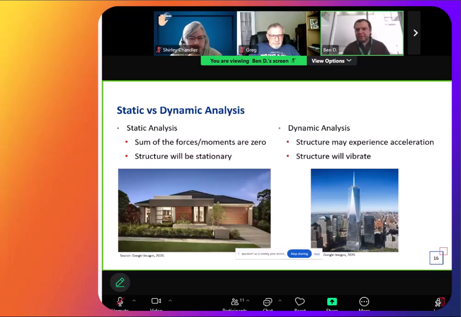Static versus dynamic analysis, just very high level. Static, we're just trying to make sure the structure is stationary. The loads are not causing any vibration. Dynamic analysis comes into play when you're trying to look at a structure and seeing how it will behave under vibration. And oftentimes, the taller the structure is, the more vibration it will experience.